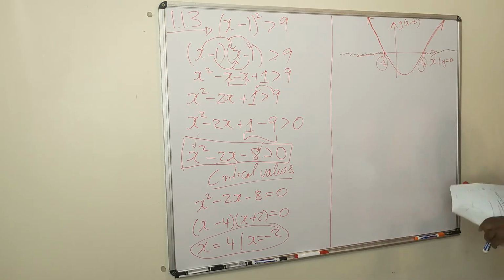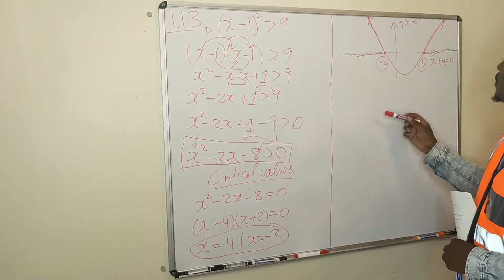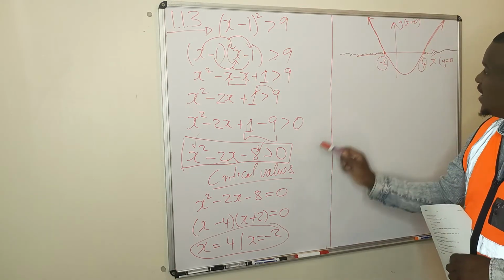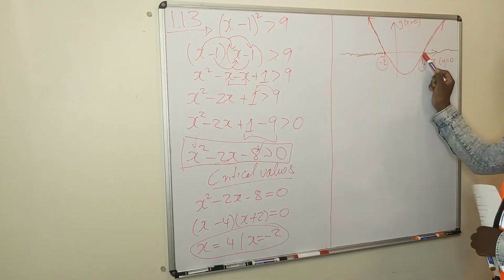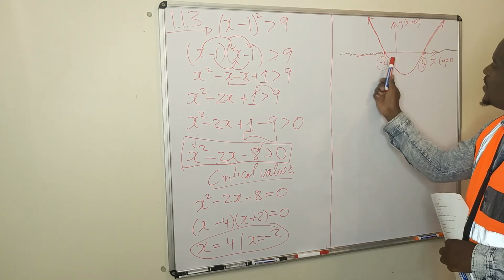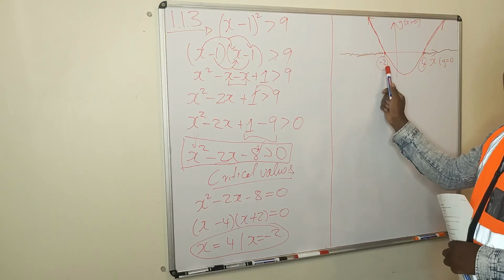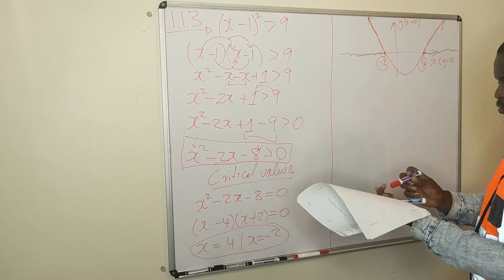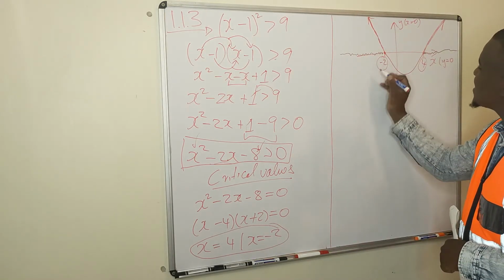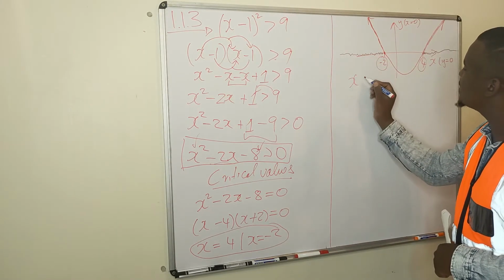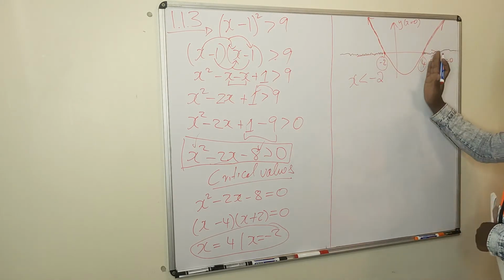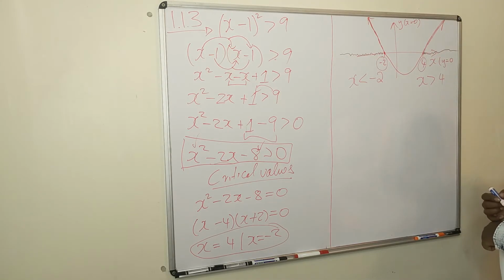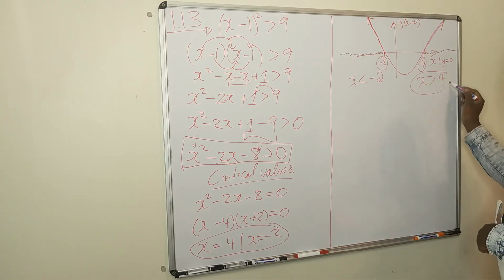So your graph at x equal to minus 2 is 0, and at 4 it is 0. But before minus 2, this graph was positive. So what this tells you is that this graph will be positive for all x values that are less than minus 2, and it will be positive for all values after 4, which is all values that are greater than 4. This is your solution.